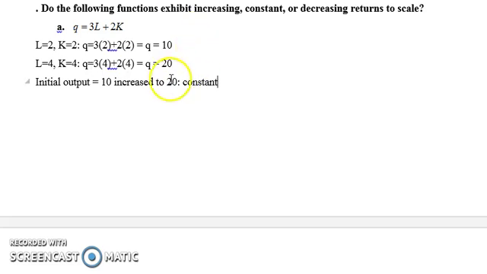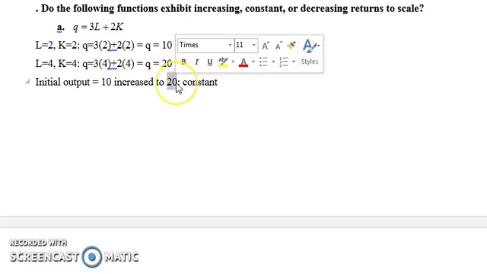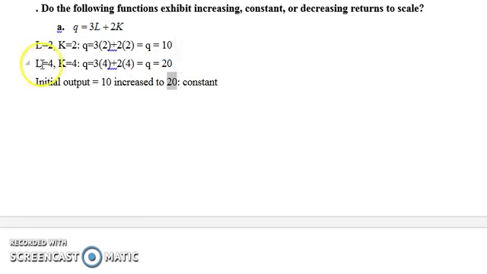So if this value here, 20, was 18, given the inputs that we provided here, that means it would have been decreasing returns to scale. If it was 22, for example, then it would have been increasing returns to scale. So you need a lower amount of inputs to have a higher output.